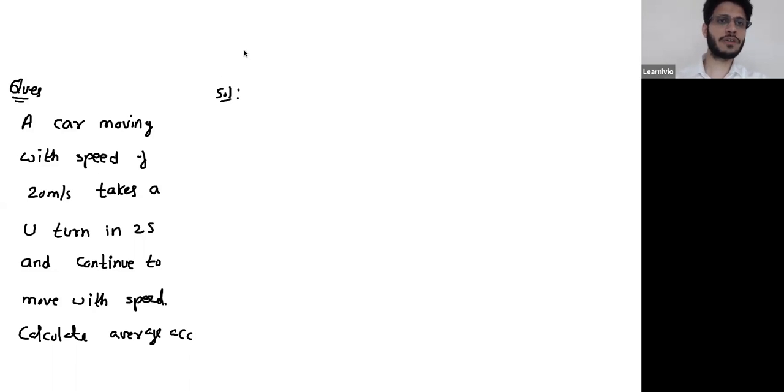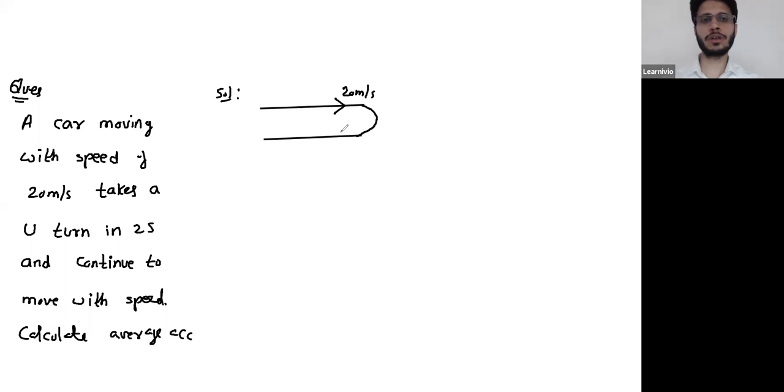Though the diagram is not given, I'm drawing it. Say this is moving in this direction. Then it takes a U-turn. It's moving in this direction with 20 meter per second. It takes a U-turn, and after the U-turn, it continues to move in the opposite direction with the same speed. And the time taken in the U-turn is 2 seconds. So what do you think? What should be the average acceleration in this case?